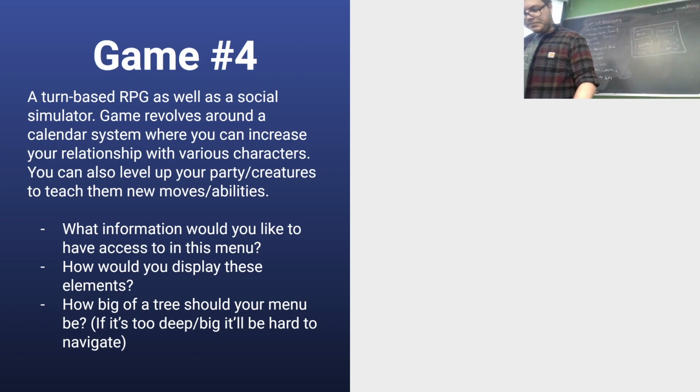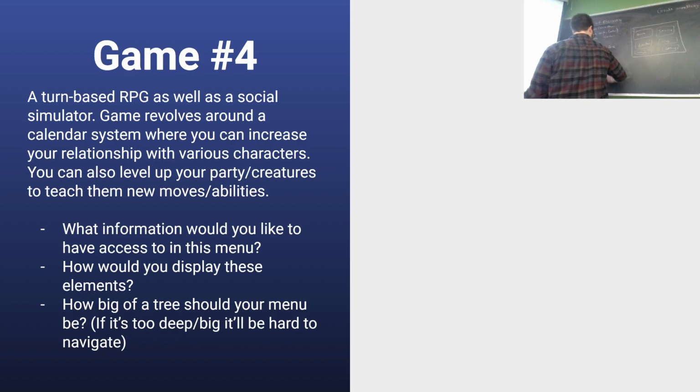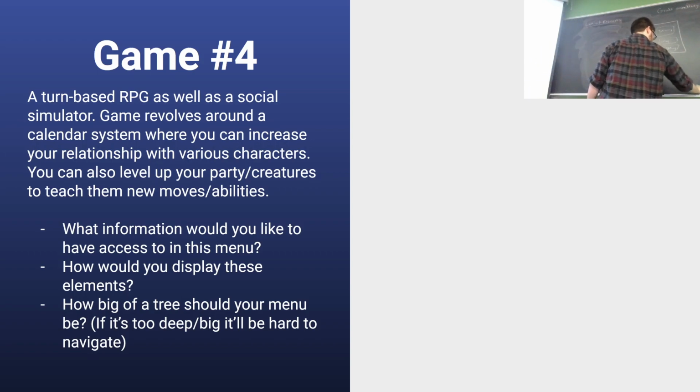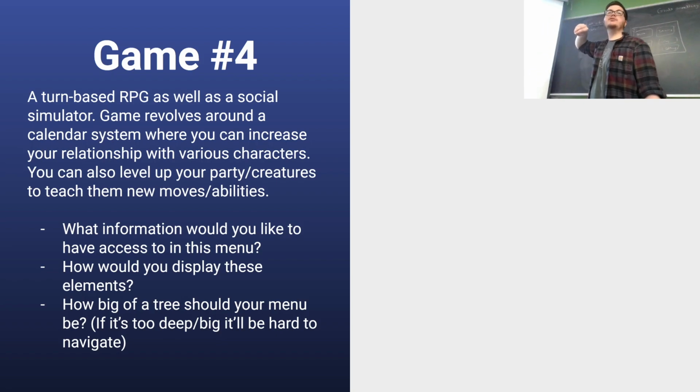We're out of time. JRPGs with a calendar system. Okay, let's go. Let's yell out. What kind of options do we have? Did I hear date? Yes. Okay. We had a date. I assume today's date. I don't know.